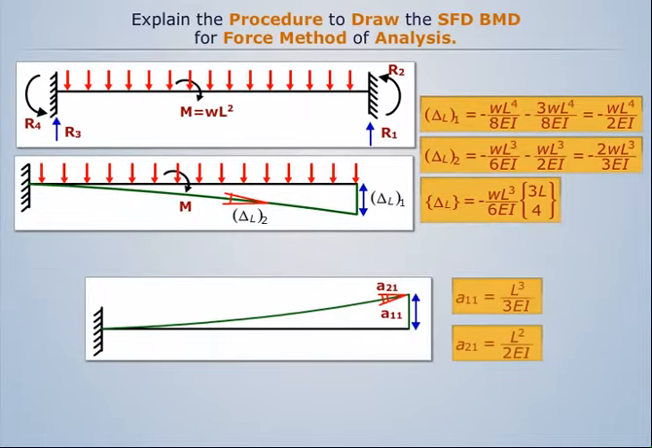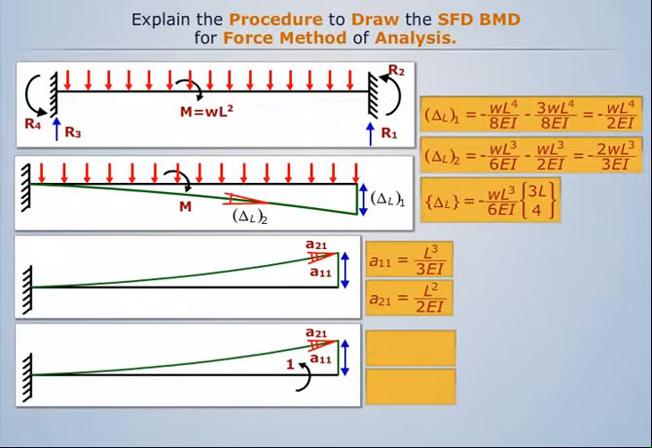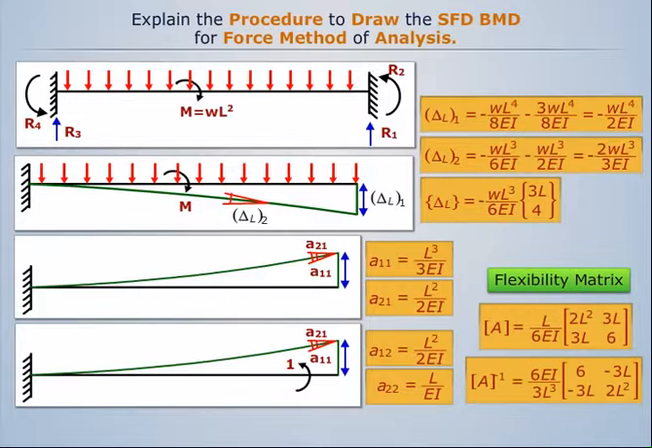Now let's apply unit load along redundant R1 and evaluate the deflections. Then apply unit load along redundant R2 and evaluate the flexibility coefficients. Thus, the flexibility matrix and its inverse is represented as.